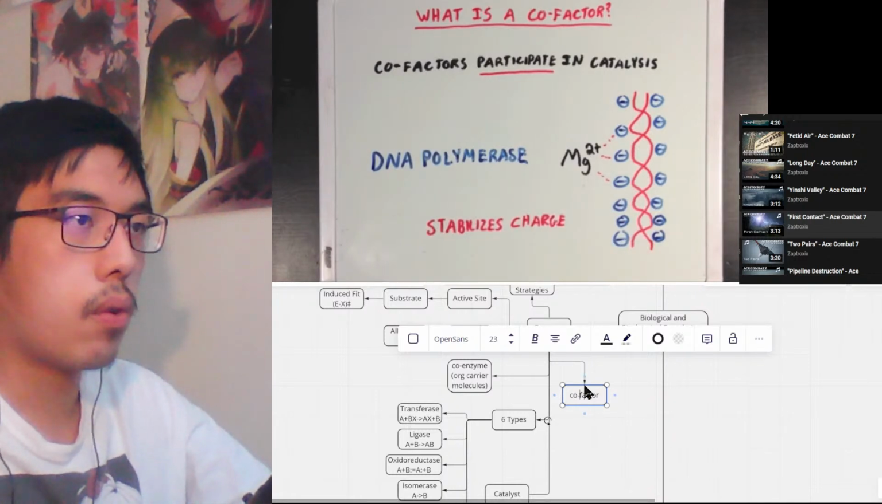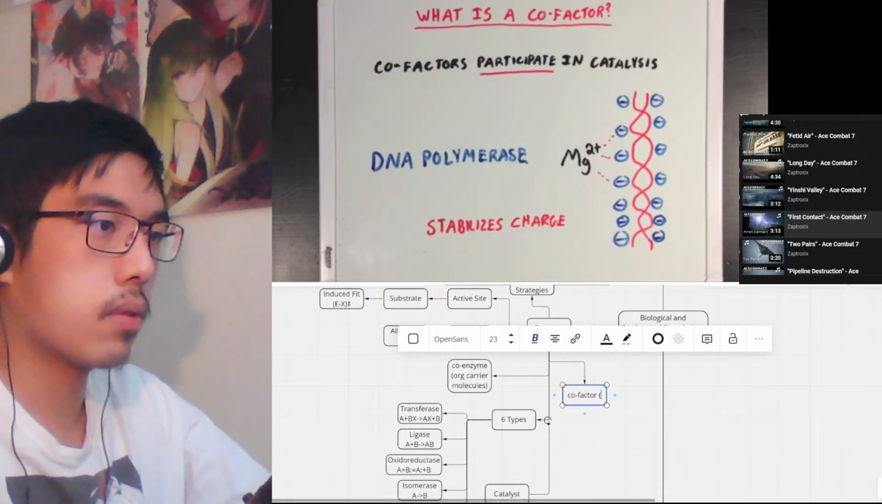And you can see how this is different from a coenzyme, because instead of acting as a carrier molecule, the magnesium ion cofactor is stabilizing the DNA and is more directly involved in the actual catalysis.